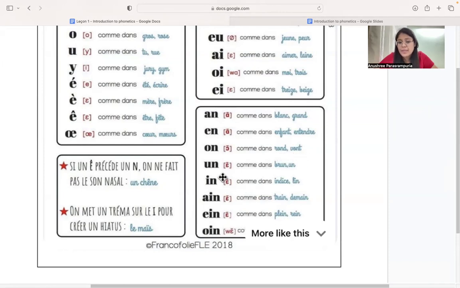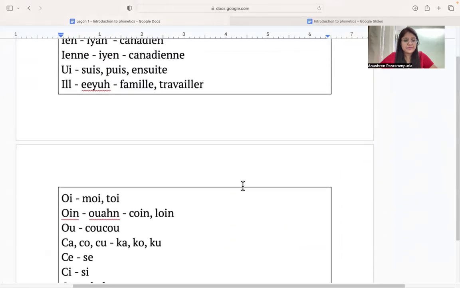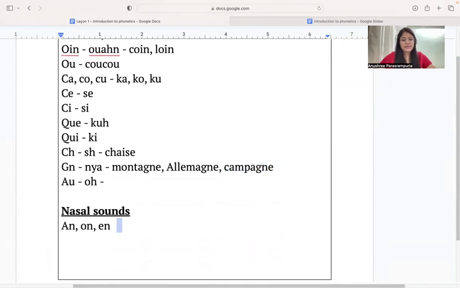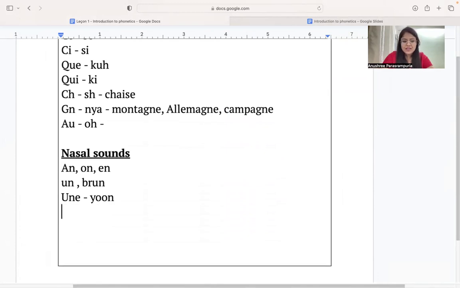UN, we just saw, is going to be un. So this becomes grand. This becomes un. However, when we have a combination of U and E, let's write it under nasal sounds. We saw brun. However, U and E is nothing but the feminine. So by that logic, this will become brune. This is nothing but the feminine of what we just saw.